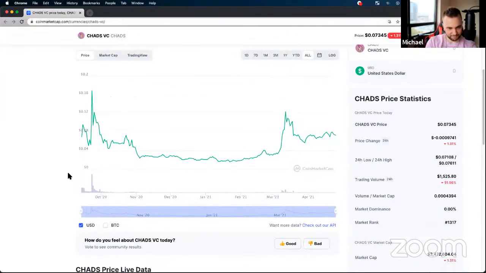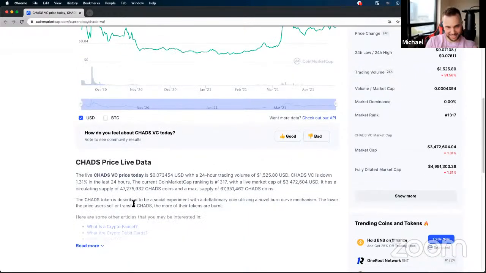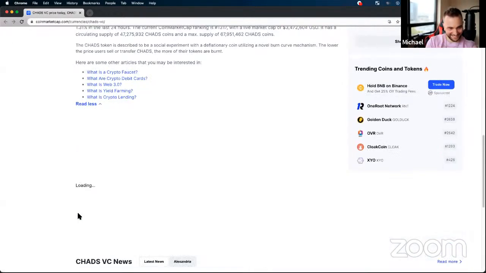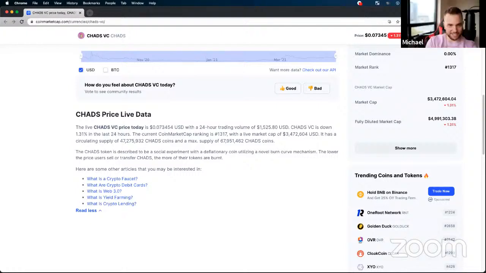Okay. How much is Chad coin right now? Oh dude, it had a little pump in March. Look at that, Chad pump. The Chad token is described as a social experiment with a deflationary coin utilizing a novel burn curve mechanism. The lower the price users sell at to transfer Chads, the more their tokens are burnt. That is very interesting. So each token is called a Chad.